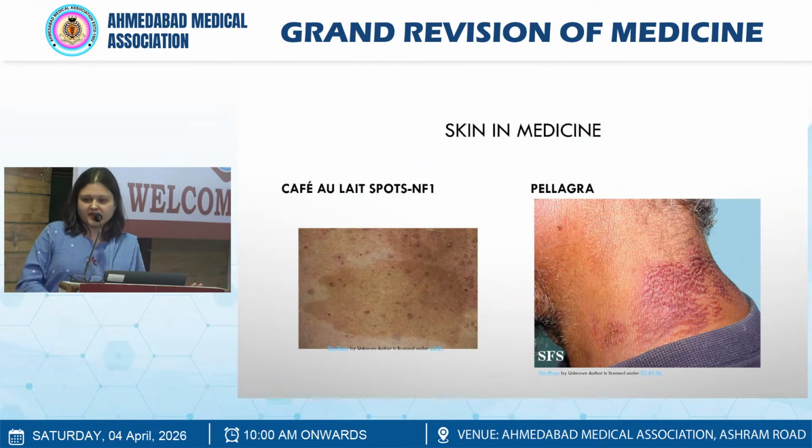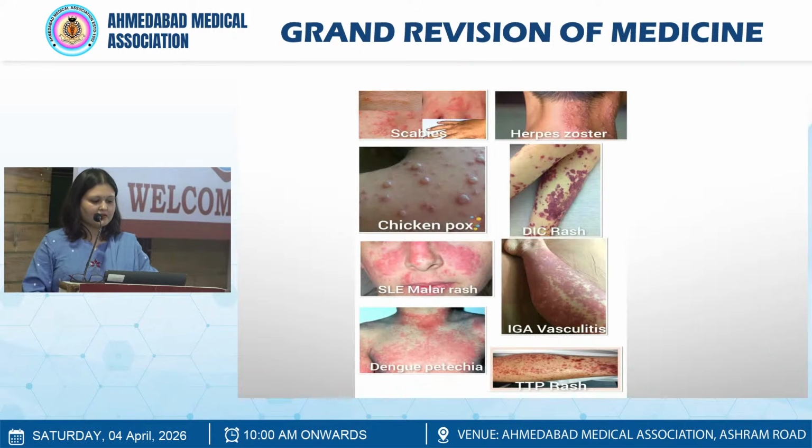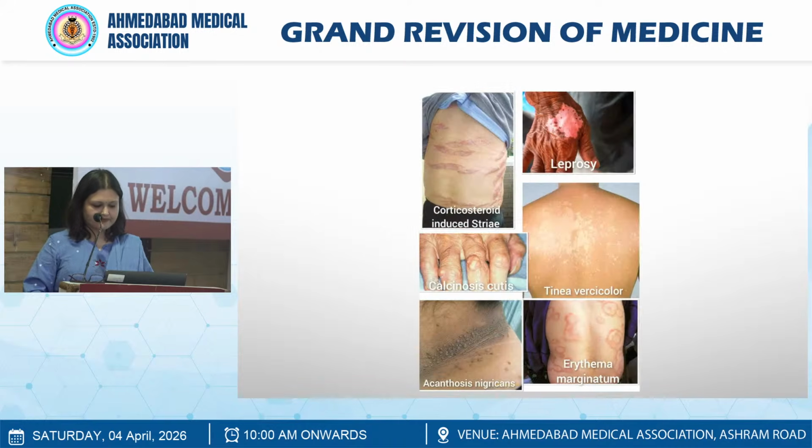Now skin in medicine. These are café-au-lait spots seen in neurofibromatosis. The pellagra, Casal's necklace. Scabies, herpes zoster, chicken pox, DIC rash. DIC એટલે ખબર છે ને શું? યસ, તેમાં શું થાય? પરપ્યુરા થયા છે જુઓ. SLE જે કીધું એ malar rash, IgA vasculitis and petechiae, dengue and TTP.